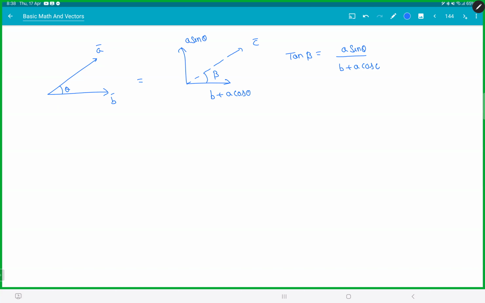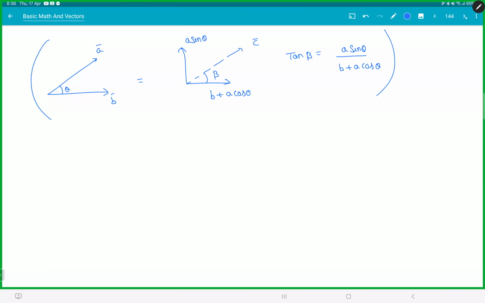In case you don't remember this, here is another way. I already know theta from here. So I'll just take b bar here, and this is some a bar with angle theta. I can resolve this into components, which will be b plus a cos theta and a sin theta. Basically I'm deriving the formula again. The resultant of these two was c bar and this angle was beta. This is how we derived it actually. So tan beta will be the opposite side, a sin theta, by the adjacent side. In case you forgot the formula, you can derive this.